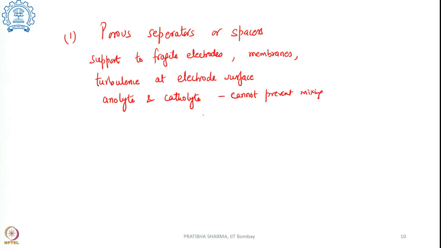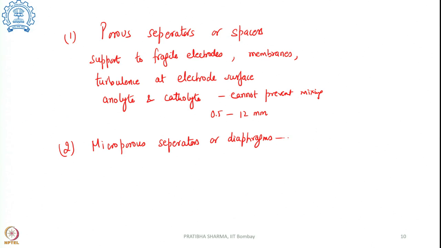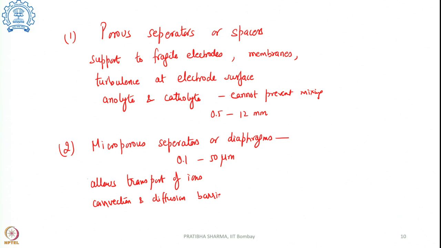Usually the pore size of these separators lies in the range of 0.5 to 12 mm. Another category of separators which can be used are microporous separators or diaphragms, wherein the pore size is in micron dimensions, in the range of 0.1 to 50 micron. They allow the transport of solvent, solute and ions through them by means of hydraulic permeability. However, convection and diffusion barriers exist when these types of separators are being used.